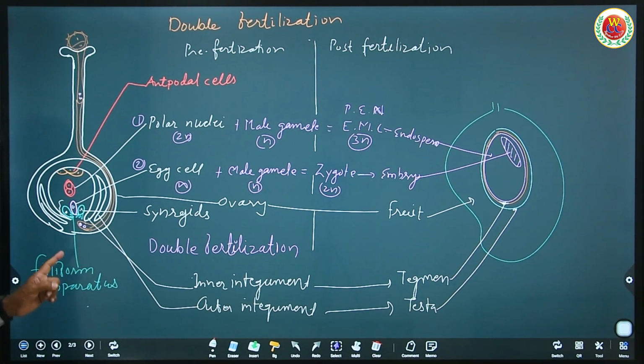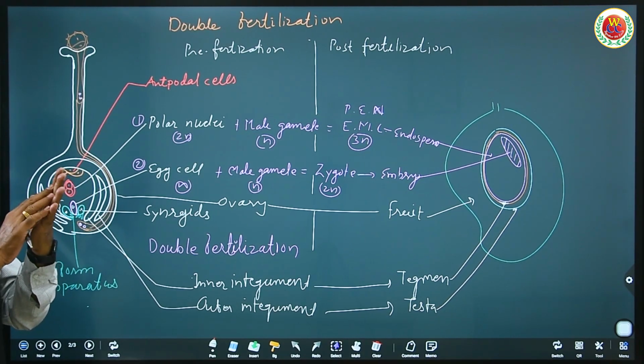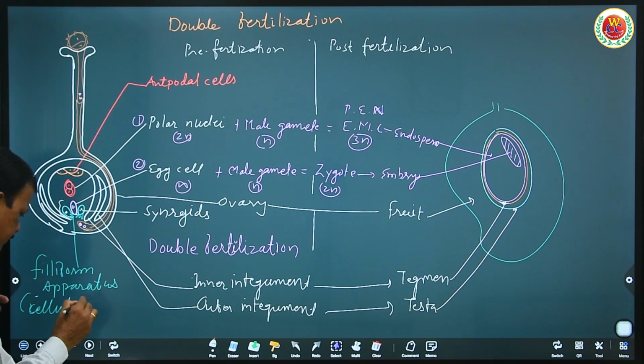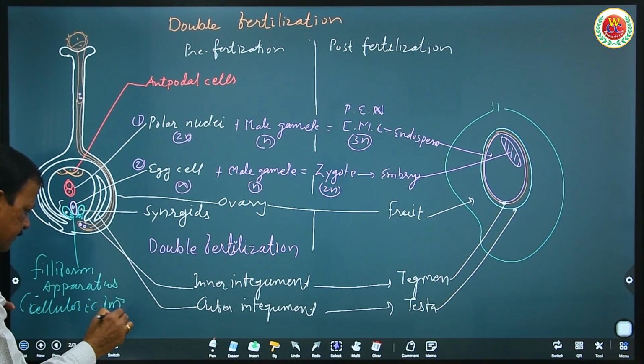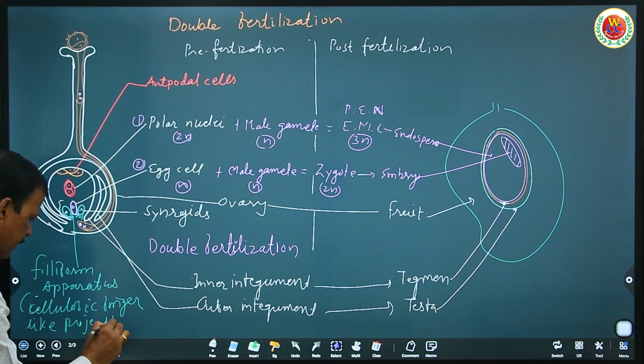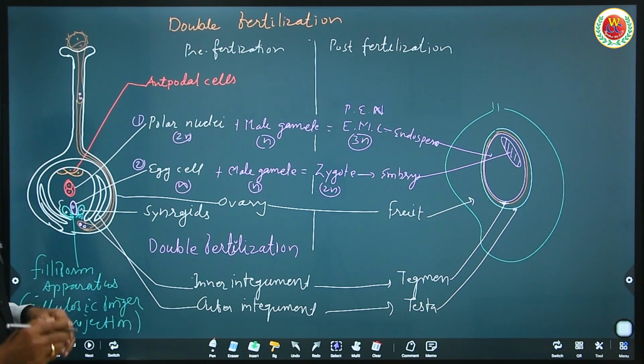helps to guide the pollen tube to enter into the synergid. Once again, what is the filiform apparatus? The synergid has finger-like cytoplasmic, cellulosic projections. These cellulosic finger-like projections guide the pollen tube in the synergid for further delivery of the male gametes for double fertilization.